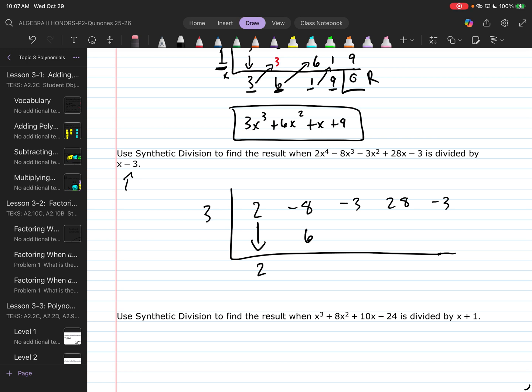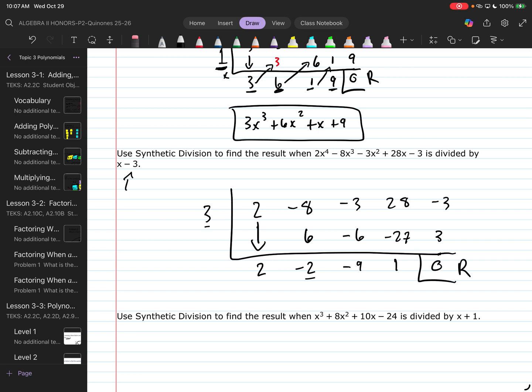Negative 8 plus 6 gives me negative 2. 3 times negative 2 gives me negative 6. Negative 3 and negative 6 give me negative 9. Okay. 3 times negative 9 gives me negative 27. Sorry, already jumping ahead. 28 and negative 27 give me 1. And then 3 times 1 gives me 3. Negative 3 and 3 gives me 0.